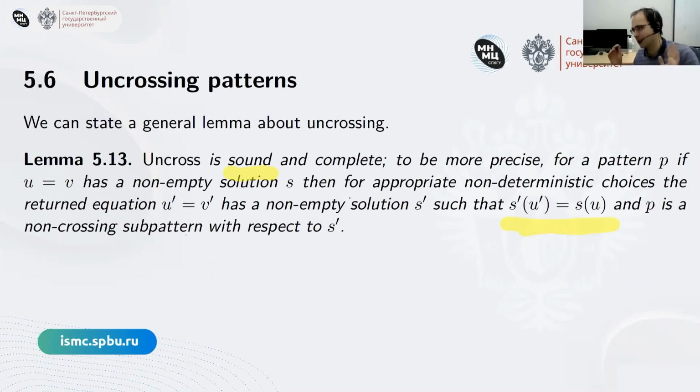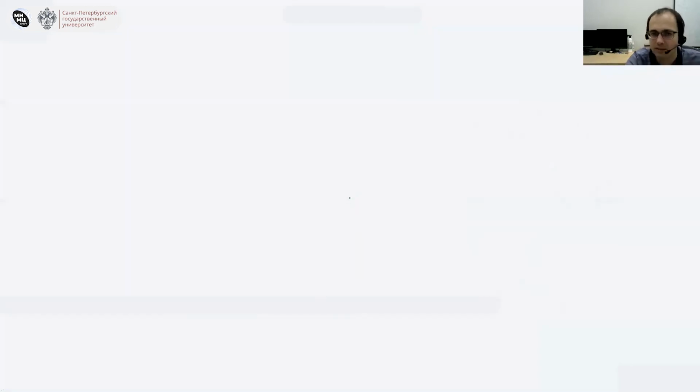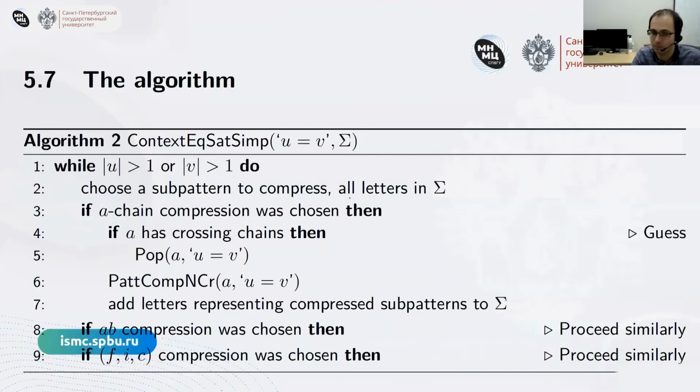I was saying a subpattern, although this means that all of the A chains are patterns, but just for the shortness of the notation, the subpatterns are, well, the P is non-crossing. And this is shown exactly for each one of them as before. Okay, so the whole algorithm is this simple. And the whole algorithm now simply chooses some term and compresses it.